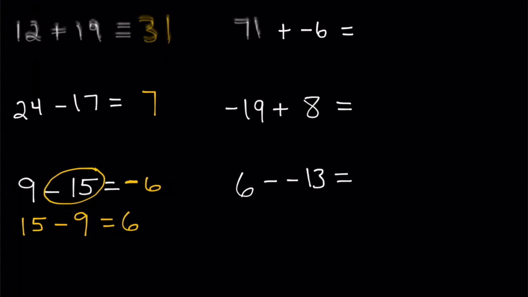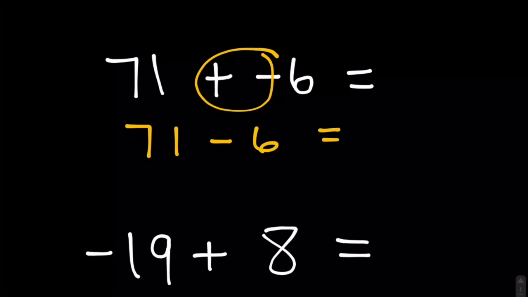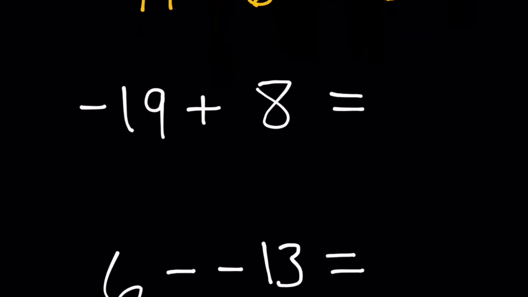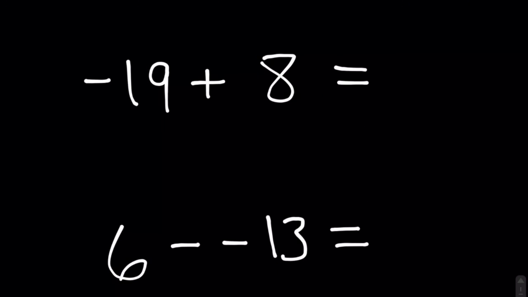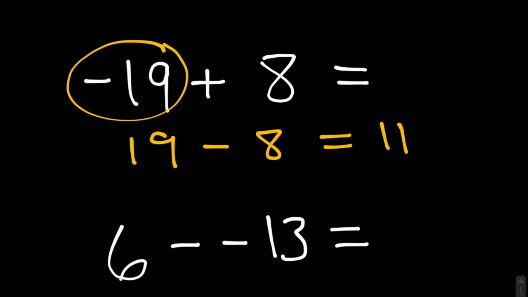Moving on, we're going to take a look at a similar situation here with 71 plus negative 6. Once again, different signs means subtract, right? So we have the plus and the minus there, we're going to have 71 minus 6 is 65. Since 71 is a bigger number and it's positive, our final answer is 65. More or less the same thing over here. Negative 19 and positive 8, different signs subtract. 19 minus 8 is 11, and then since the 19 is a bigger number and it's negative, our final answer is negative 11.